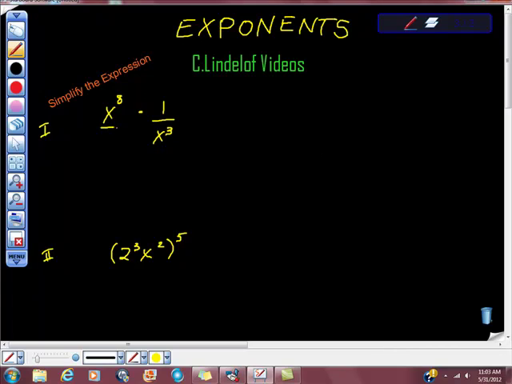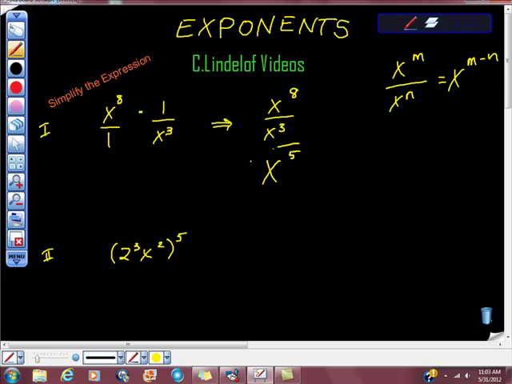First thing I would do with this one is I would just keep in mind that this is the same as x to the 8th over 1. I'd multiply straight across, and that would give us x to the 8th over x to the 3rd. Remember, we have this rule over here that says that we have x to the m over x to the n, that we really have x to the m minus n. So that gives us 8 minus 3 is 5.